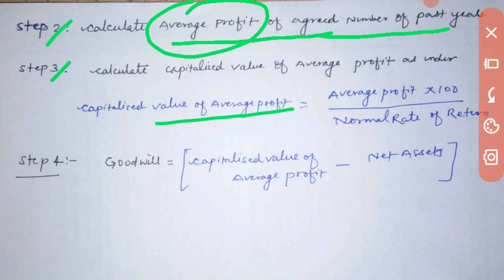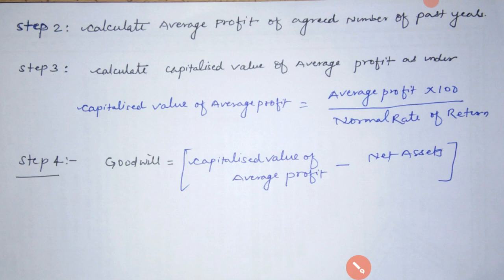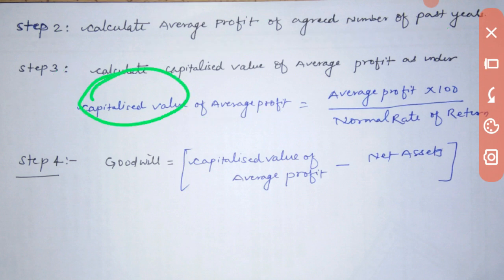In the third step, we find out the capitalized value of the assets. That can be easily done by the average profit into 100 divided by the normal rate of return. And in the fourth and last step, we will find out the goodwill. Goodwill is equal to the capitalized value of the average profit minus net assets.